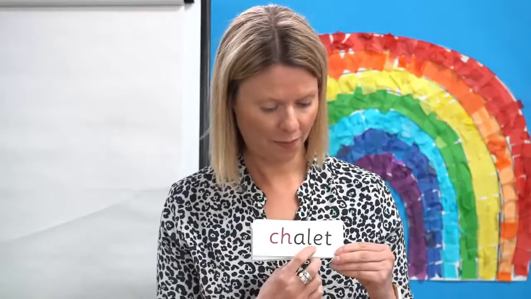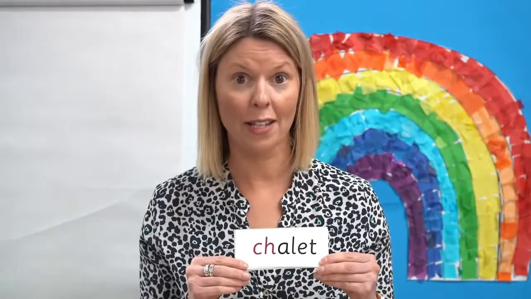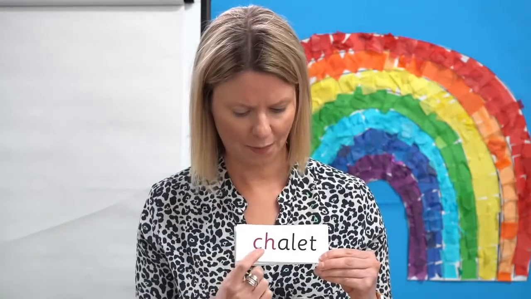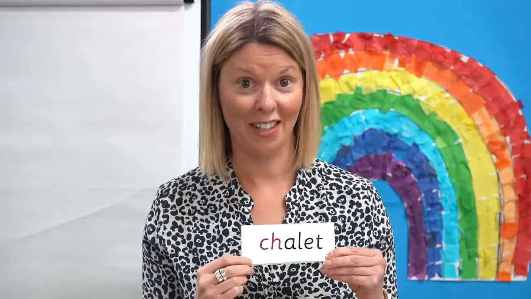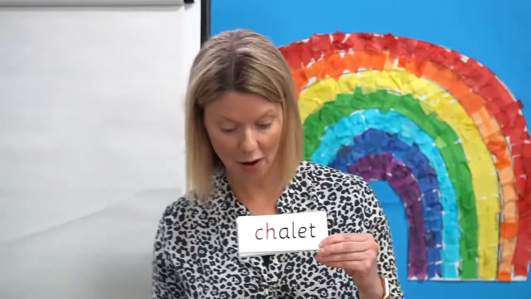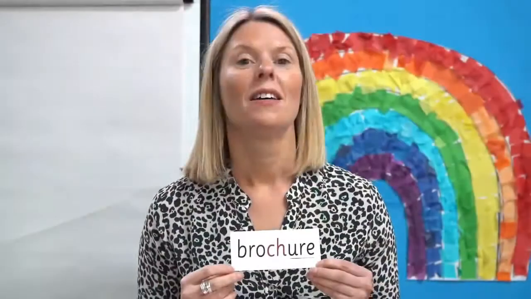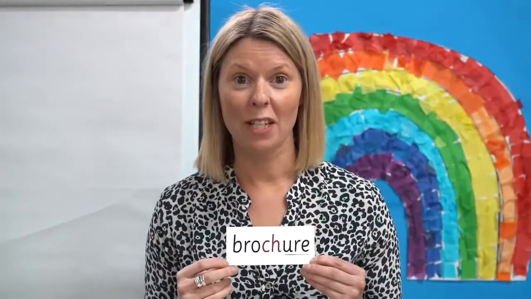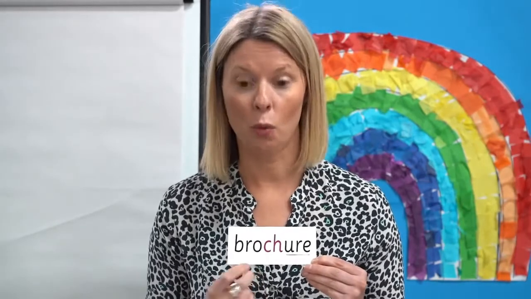In this word, these two letters make the A sound. Off you go, sound talk it, and then blend it. And together, sh-a-l-a, chalet. Did you get it right? Let's have a look at our chalet. Here it is. Next one. Sound talk each grapheme and then blend to read the word. But remember, in this word, this letter says O.